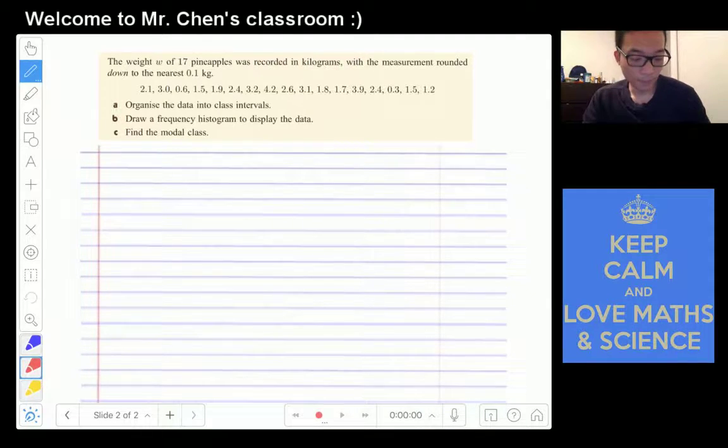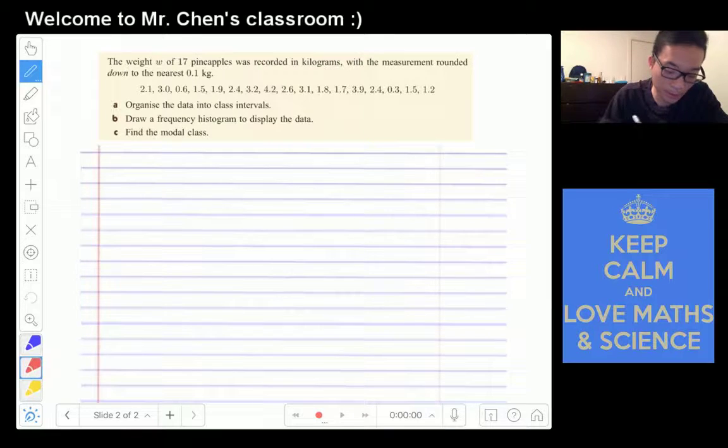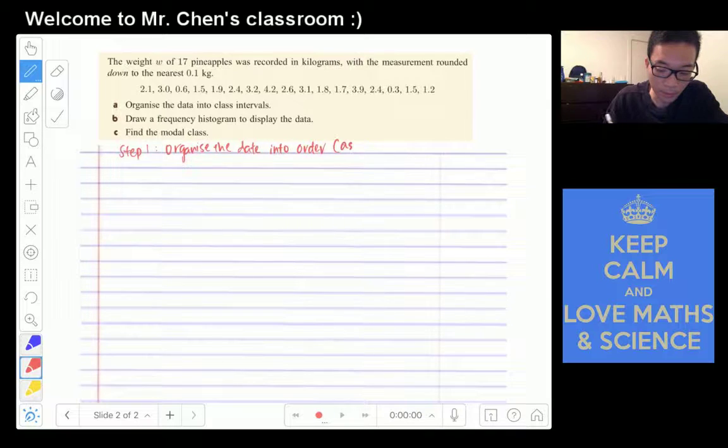From there you have lots of data. You have 17 values, and they are all jumbled up. What you always have to remember, step 1, is to organize the data into order, like ascending order, I mean.